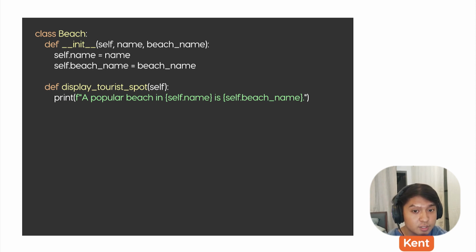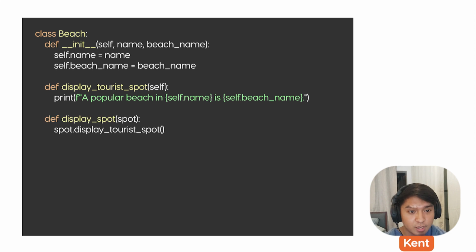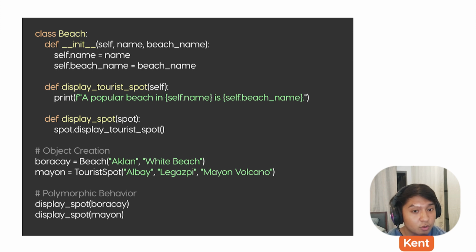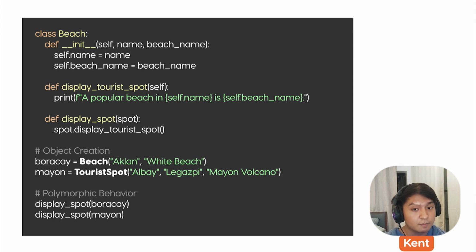Remember, polymorphism allows us to treat objects of different classes as if they are objects of the same type. Here, we define a function displaySpot that takes an object as an argument and calls the displayTouristSpot method on it. Now, for our main program, we create objects of both TouristSpot and Beach classes and pass them to the displaySpot function. The correct displayTouristSpot method is called for each object, demonstrating polymorphism.